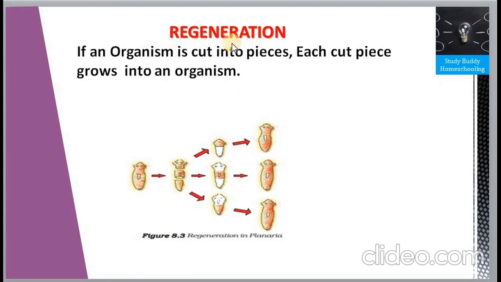Next we have regeneration. If an organism is cut into pieces, each piece has a capacity to grow into an organism. Best example is planaria and hydra. You can see here planaria. It is being cut into 3 pieces and each piece is capable of producing a new organism. The same happens with hydra as well.